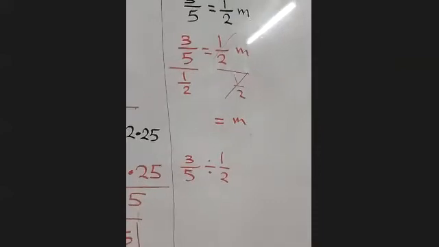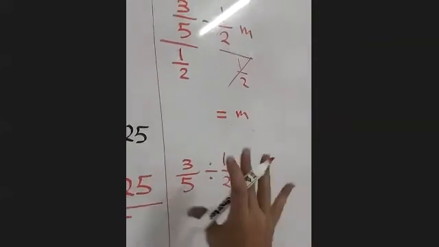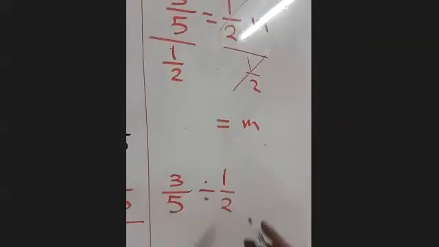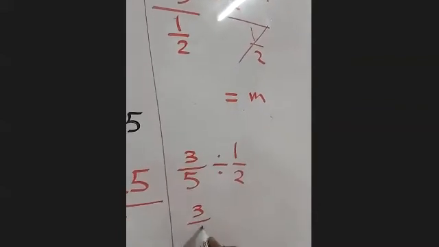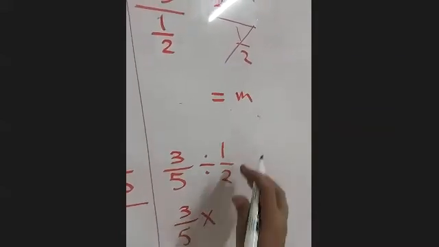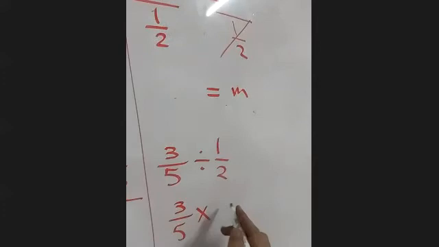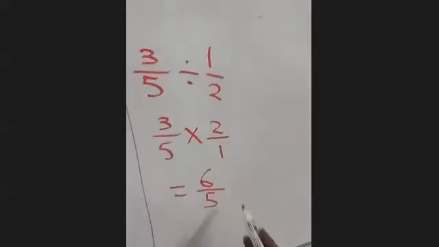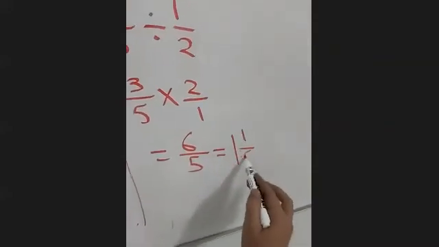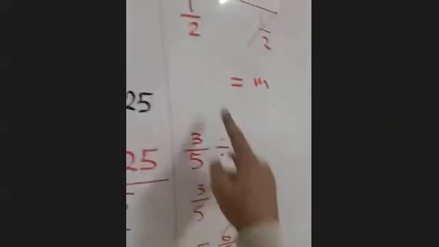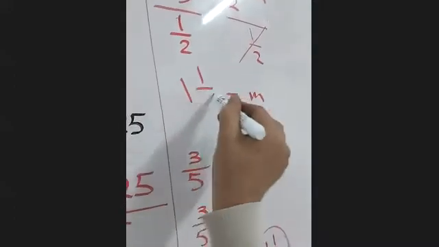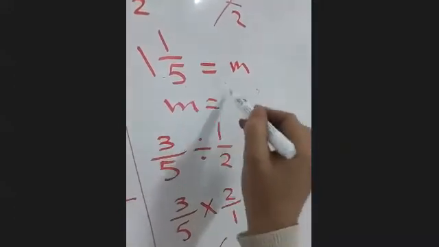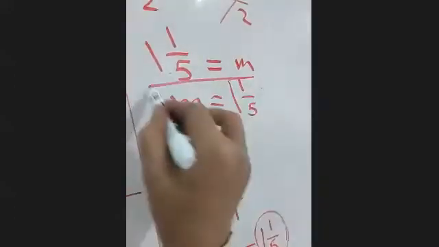We took a lot of division of fractions a long time ago. The first fraction will stay the same. The division will become multiplication. Flip it, 2 over 1. This will be 6 over 5. Long division, it will be 1 and 1 over 5. This is the answer, put it here. 1 and 1 over 5 means m equals 1 and 1 over 5.